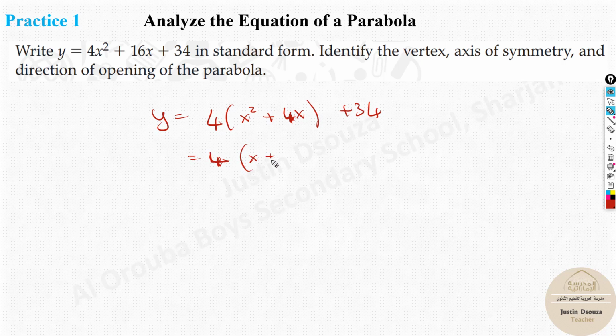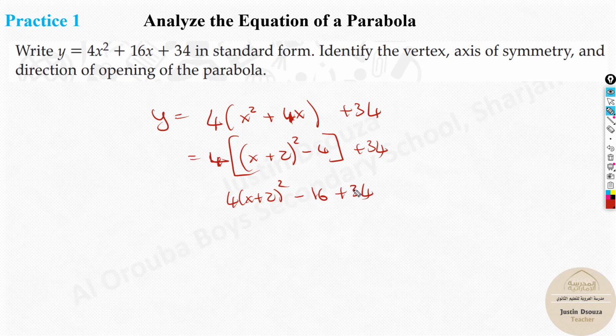So it will be x plus 2, 4 divided by 2, the whole square, minus 2 square is 4. Plus 34, and now multiply 4 inside, it will be 4 into x plus 2 the whole square minus 16 plus 34. 34 minus 16 will be 18, and this is as it is, 4 into x plus 2 the whole square. This is how we get the answers. So that's it. That would be the form.